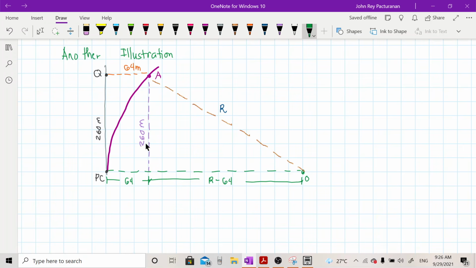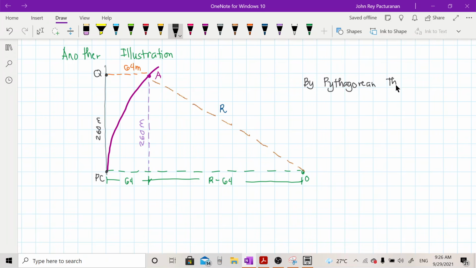Tingnan nyo, no? So, ito 260 kasi rectangle, yung opposite sides equal. Ito 64 siya. So, ito yung radius. And meron tayo dito, class, right triangle. And dito sa right triangle na to, ang unknown lang is yung R. So, the only thing na gagawin natin dito para ma-solve yung R is using the Pythagorean theorem.